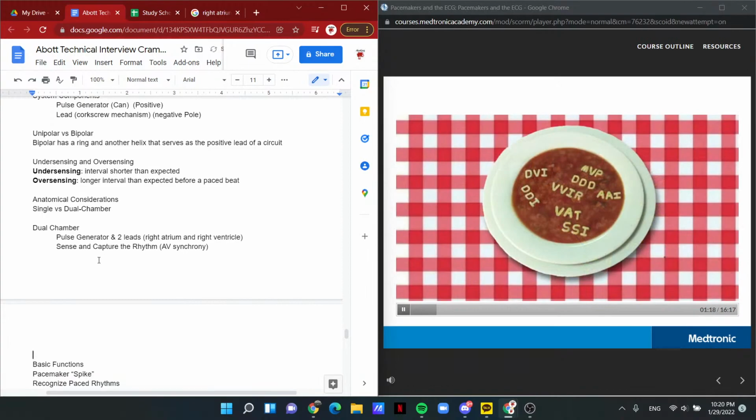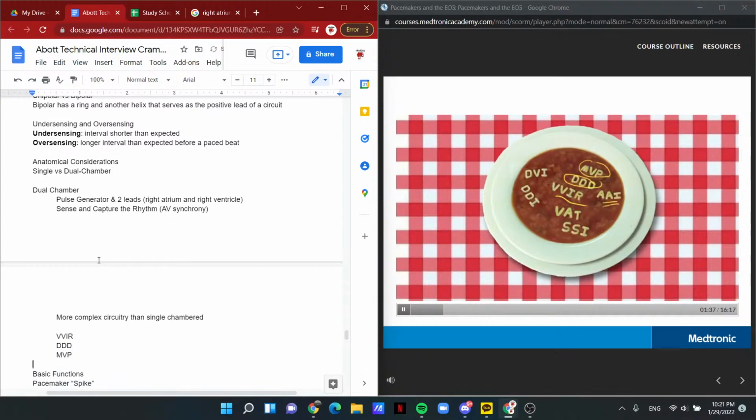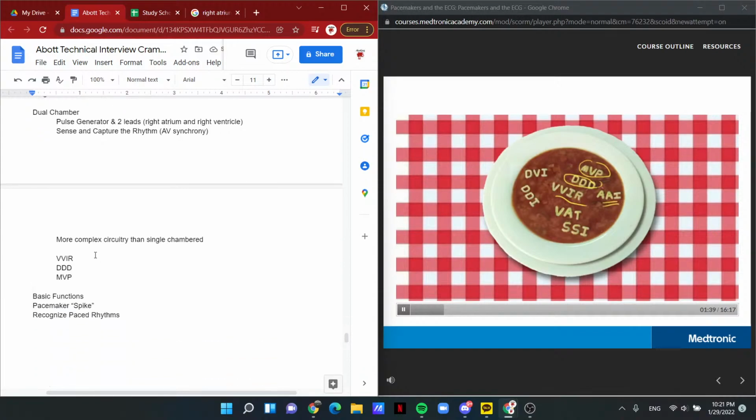But before we get to the complexity of the pacemaker circuitry, I wanted to review some of the naming conventions that have been developed over the years. When people talk about pacemakers, it's almost like an alphabet soup: VVIR and DDD and MVP. And so the next discussion is going to make some sense out of this. This code contains 3 letters. The first letter is the chambers that are paced, the second letter are the chambers that are sensed, and the third letter refers to how the pacemaker responds to a sensed event.